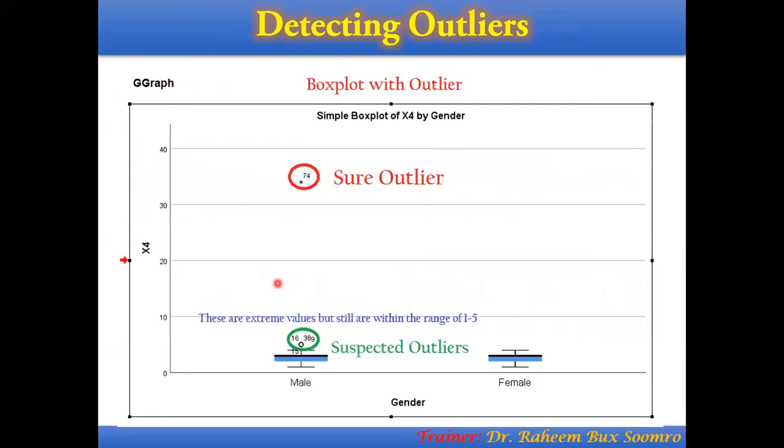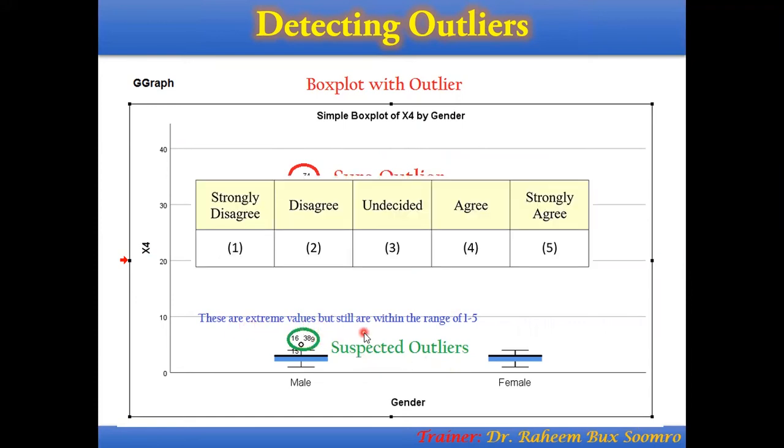Now see the situation. This is a box plot with the data including the outlier. Statistically it shows that this one is a sure outlier. This is out of the range. Although other outliers are also there, like this is the circle. This is a suspected outlier. For example, these are extreme values, but still within the range of 1 to 5.